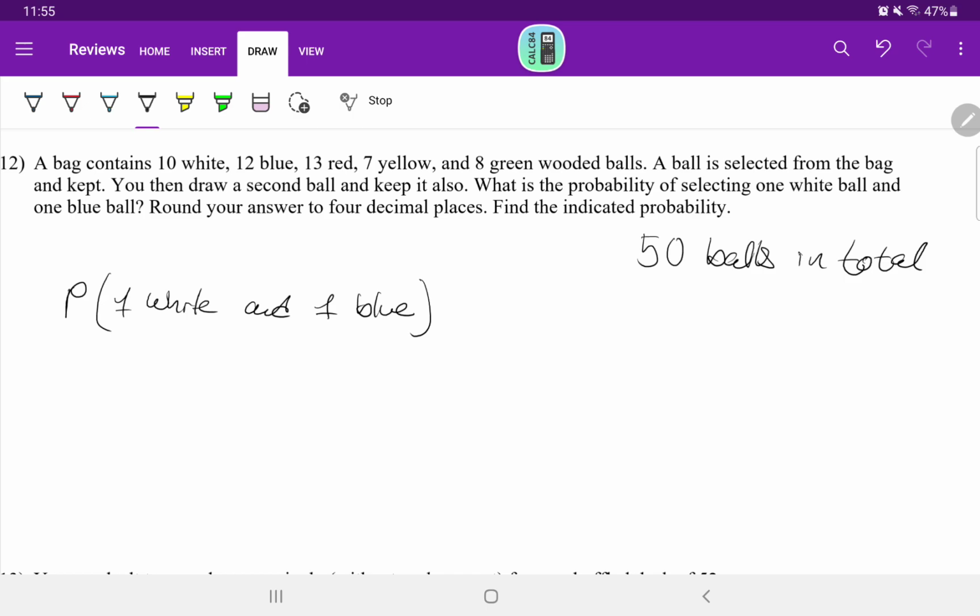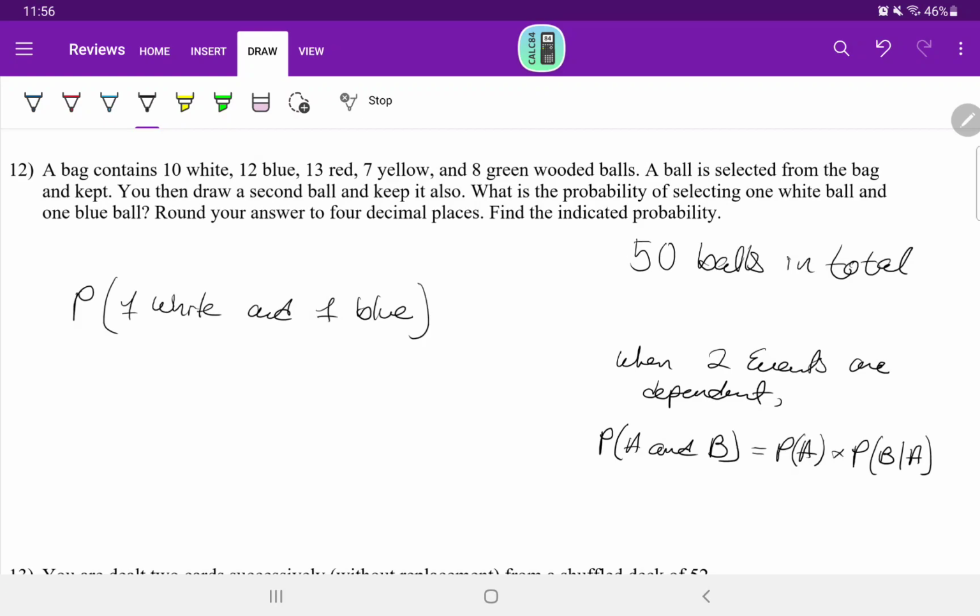When you are choosing the white ball, you have 50 total balls. But then if you take a ball out and you hold on to it, there is no longer 50 balls left. There'll be a total of 49. When the first event affects the second event, the events are dependent. So the probability of A and B, one event after another event, will equal the probability of event A times the probability of event B, given the fact A has already occurred.